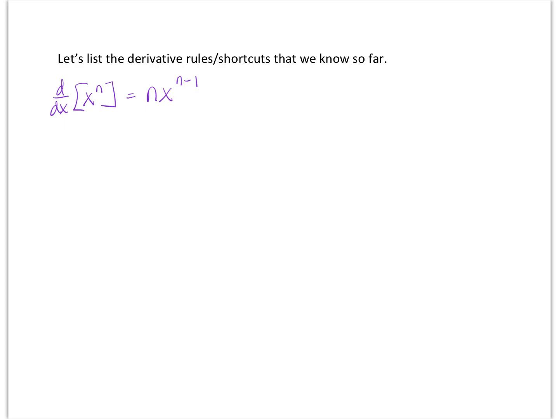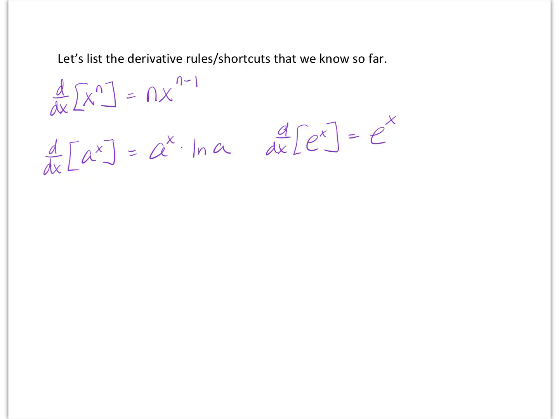And then we have an exponential derivative rule. We know the derivative of a to the x is a to the x times the ln of a. And we have a special case of that one, that the derivative of e to the x is e to the x times the ln of e, but the ln of e is 1. So it's just e to the x.